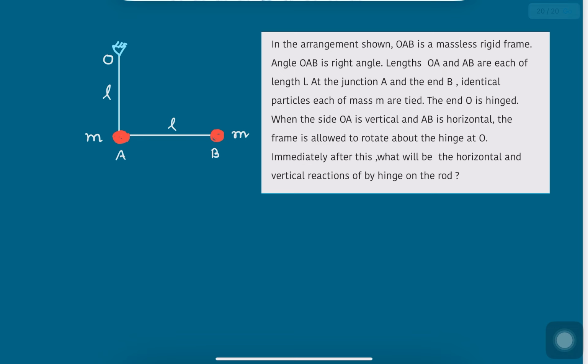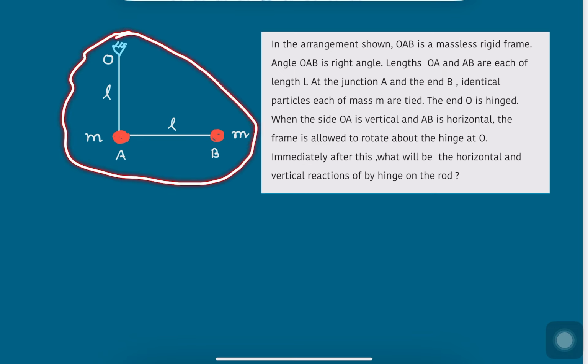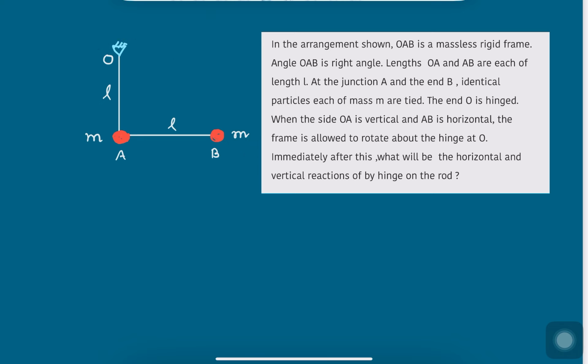Here let us discuss a problem of rotational dynamics, and it is useful for JEE Advanced only. In this problem, it is given that there is a light, rigid, right-angled frame OAB. These sides are each of length L, and at the junction A a particle of mass m is attached, and at this end B, another particle of the same mass m is attached.